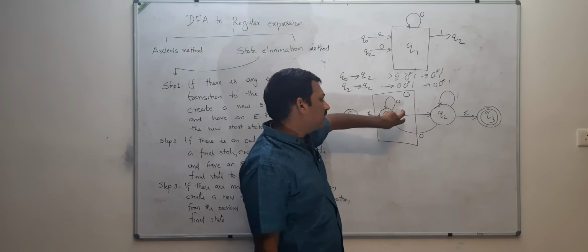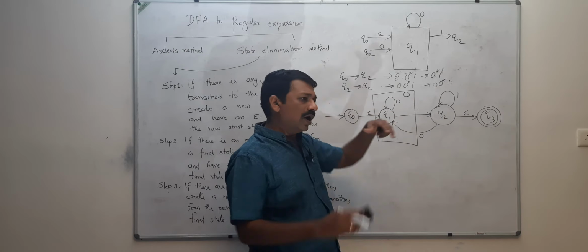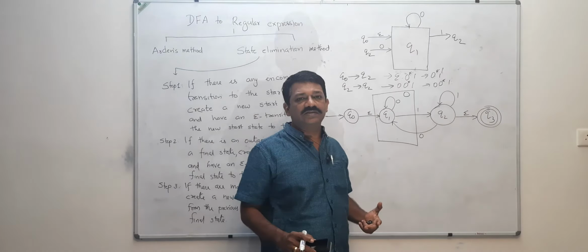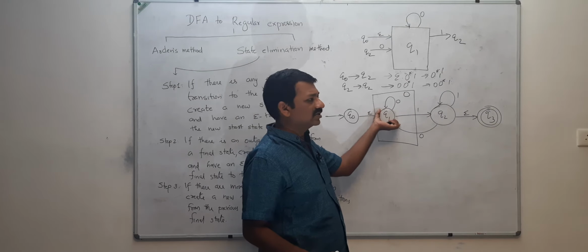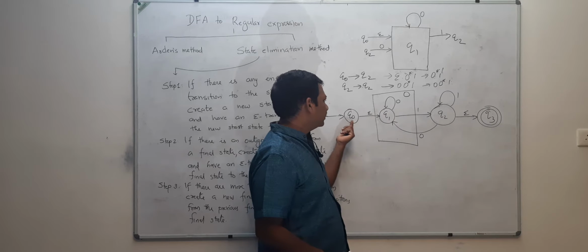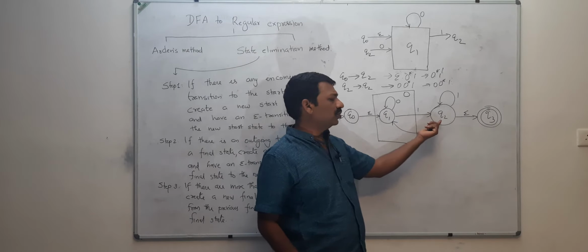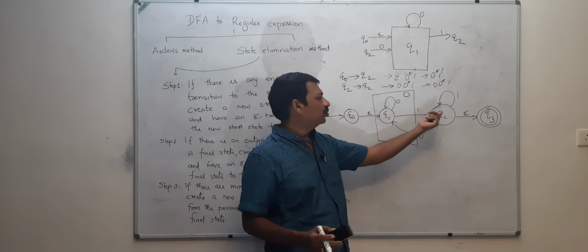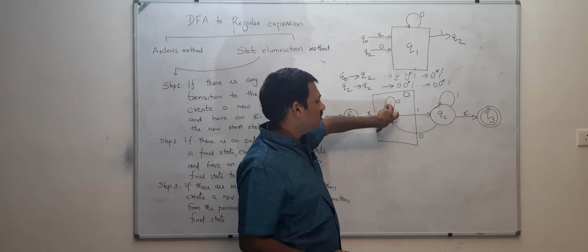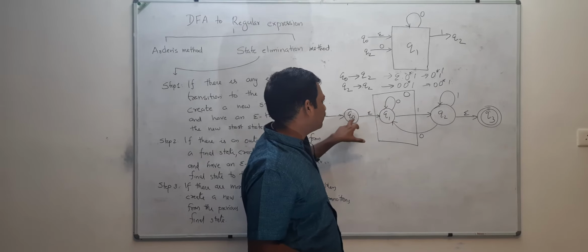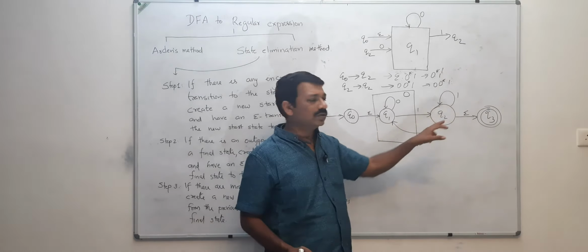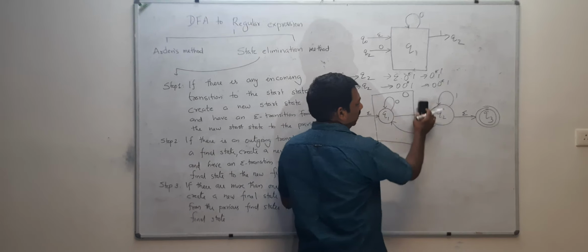If you eliminate this Q1, you have to reinstate those paths. That means if you are closing this junction, there should be some path from Q0 to Q2 and there should be another path from Q2 to Q2. That means here I am eliminating this.